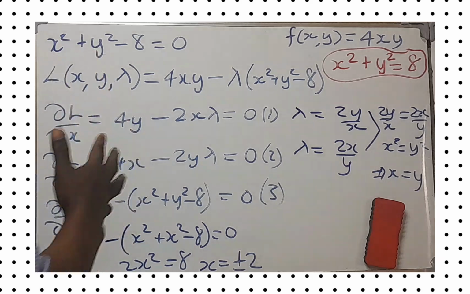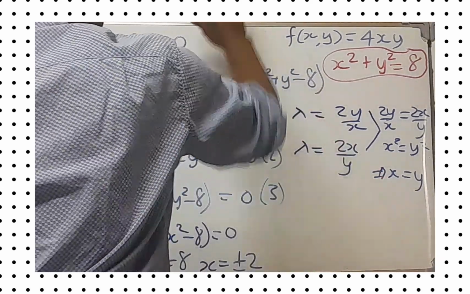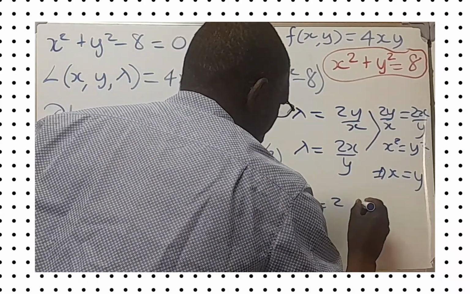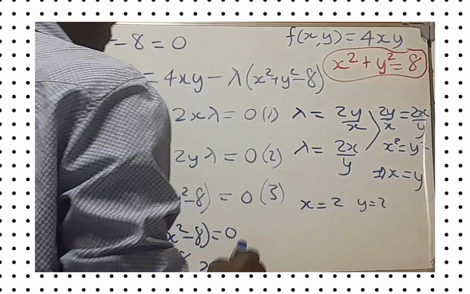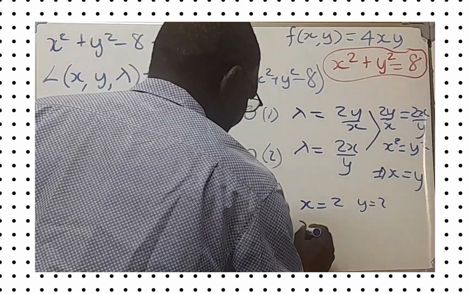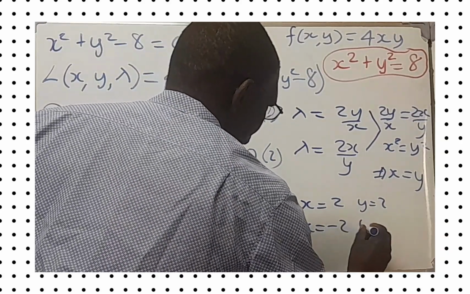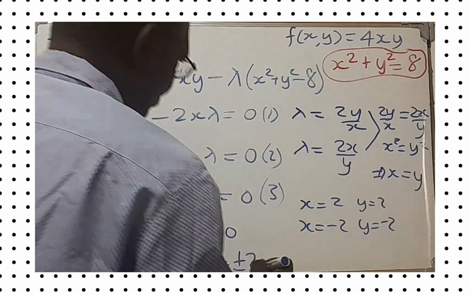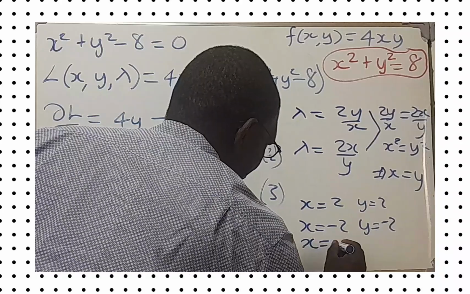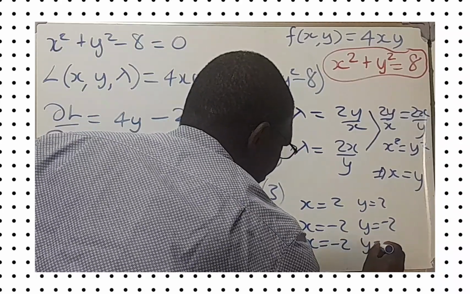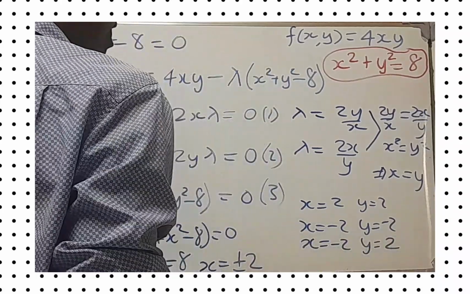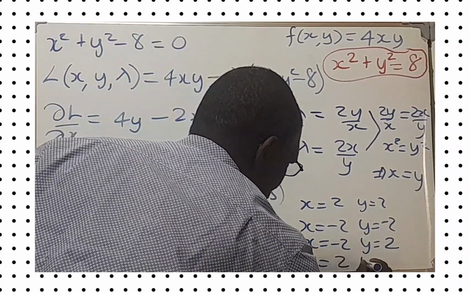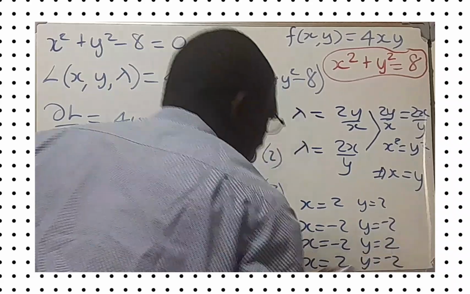This raises 4 scenarios, which are as follows. Either x is equal to 2 and y is equal to 2, that's scenario number 1, or x is equal to minus 2, y is also equal to minus 2, both of them are negative. The third scenario is x is negative, y is positive. The fourth and last scenario will be x is equal to positive 2 and y is equal to negative 2.